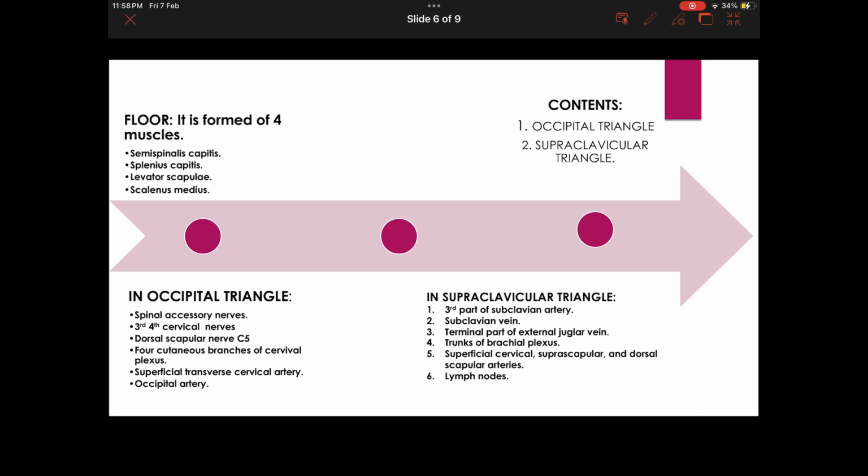Now, the contents, as I have already explained you, the posterior triangle is divided into two triangles, and that division is by the inferior belly of omohyoid. So the upper triangle is occipital triangle and the lower triangle is supraclavicular triangle. I'll explain you with the figure.